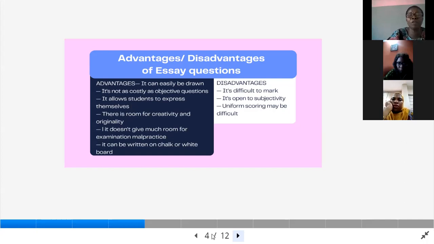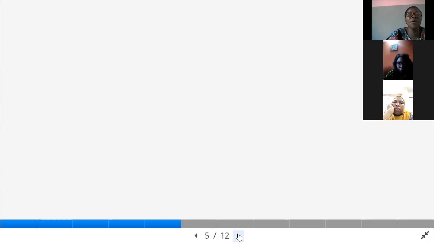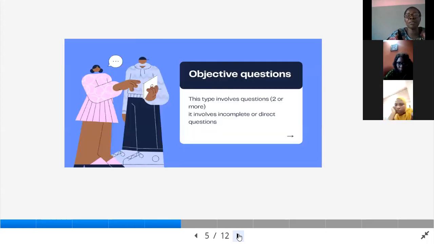So let's look at some other forms of this so that we'll be able to cover up. We want to look at the objective form of questions. These are some of the types of examinations, the forms of examinations in moral education. It can come in the form of essay. It can come in the form of objective. Now we're looking at objective. Objective type, what does it mean?